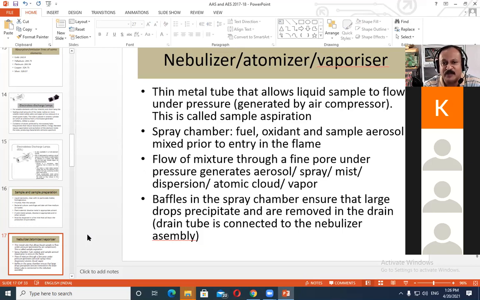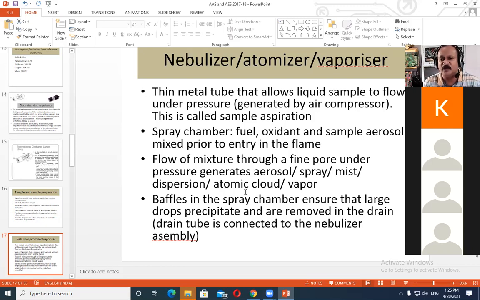So the air compressor works in two ways. On one hand, it will force the air to pass through the nebulizer into the flame, and at the same time it will create suction. It will also create vacuum from the other side, and that vacuum can be used to aspirate your sample. The sample goes from the capillary into what is called a spray chamber. Inside the spray chamber, the sample is dispersed in the form of a cloud or a mist, and then it is mixed with the fuel.